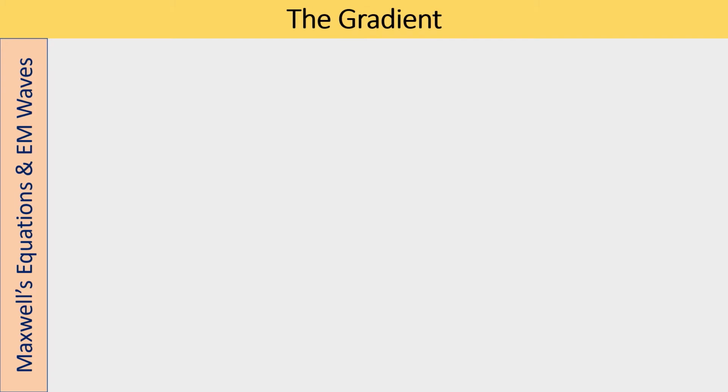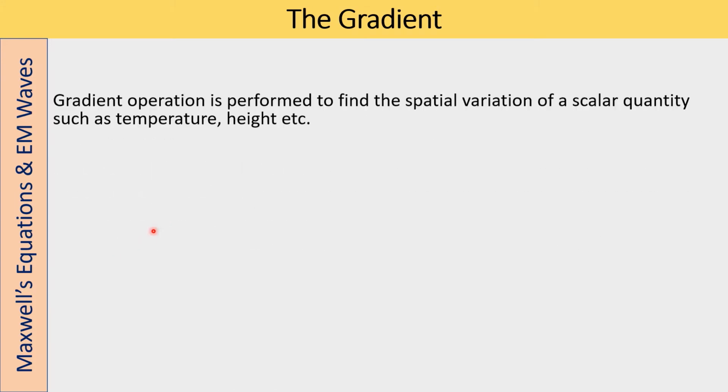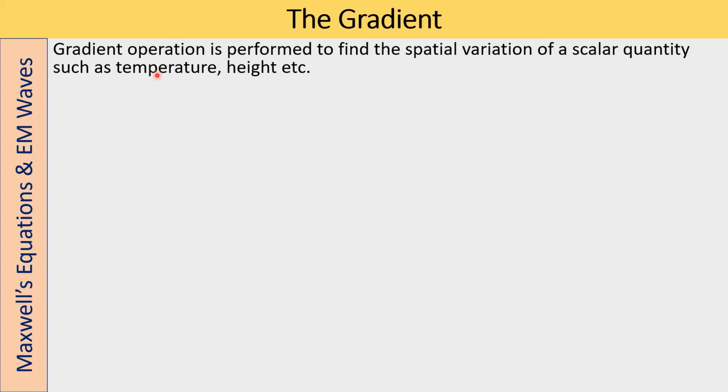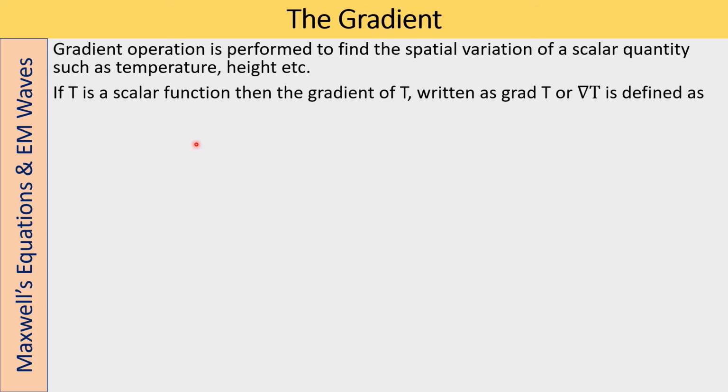The gradient. The mathematical del operator, when it operates on a scalar function, gives the gradient. The gradient operation is performed to find the spatial variation of a scalar quantity such as temperature, height, etc. So if T is the scalar function, then the gradient of T, written as grad T or del T, is defined as grad T equals del T by del x into ax hat plus del T by del y into ay hat plus del T by del z into az hat.